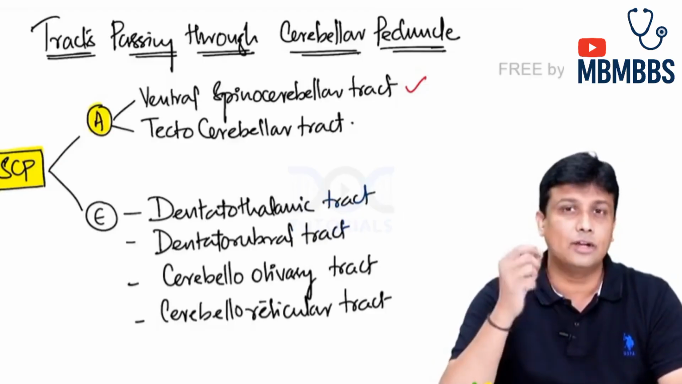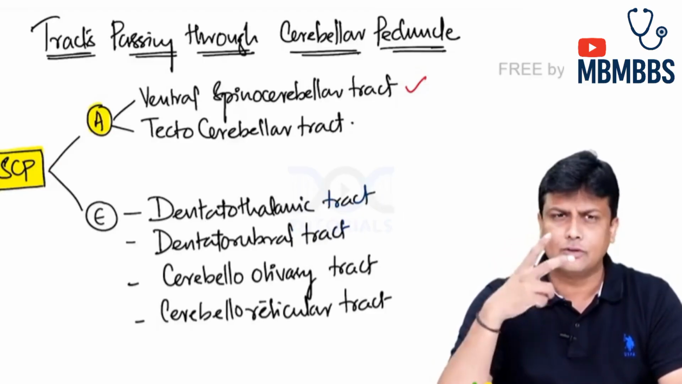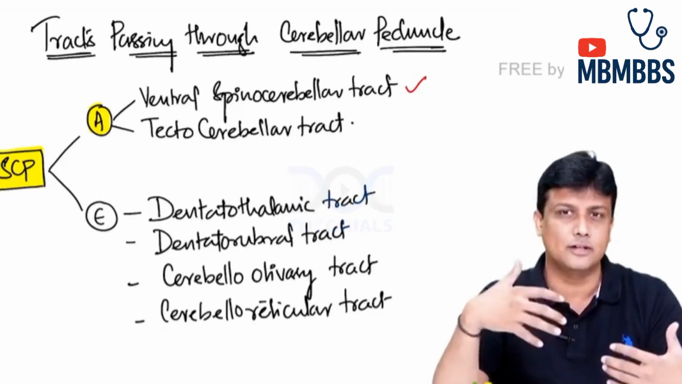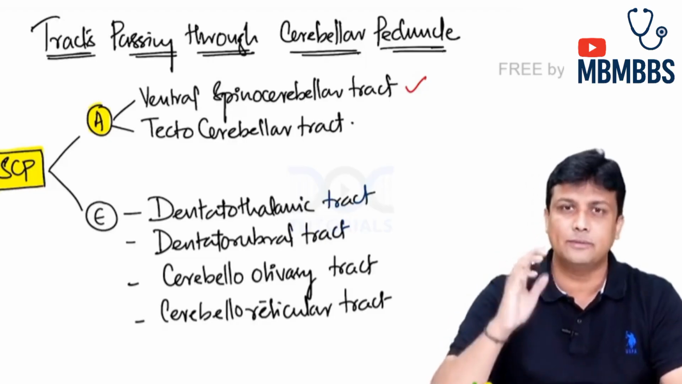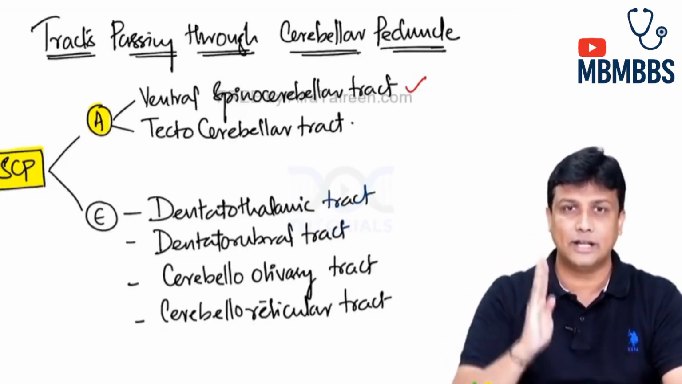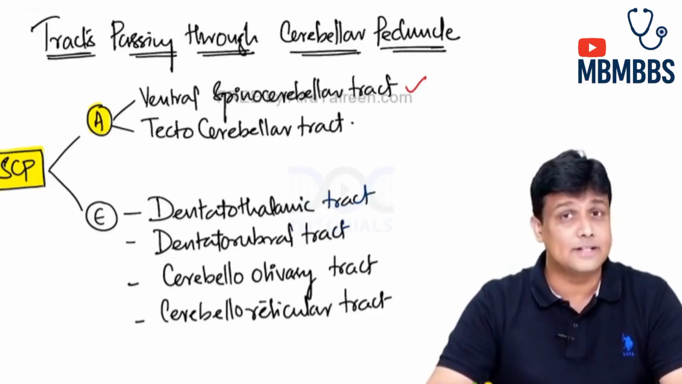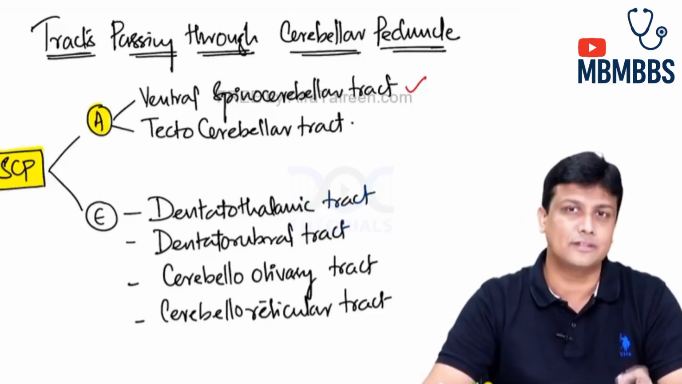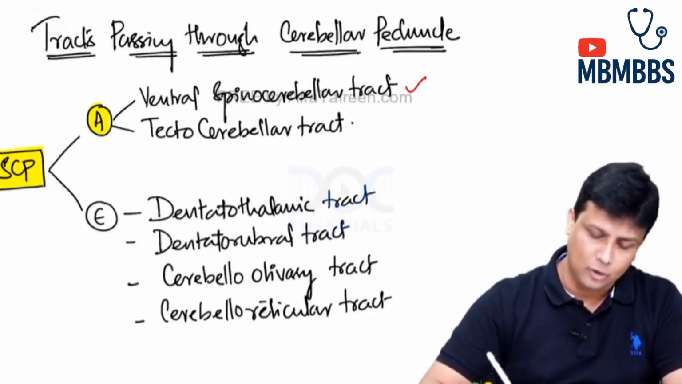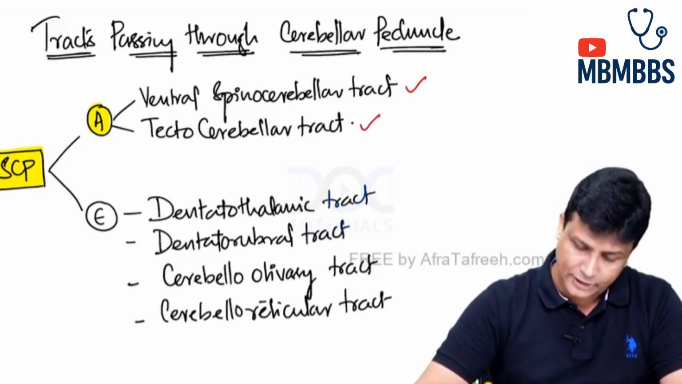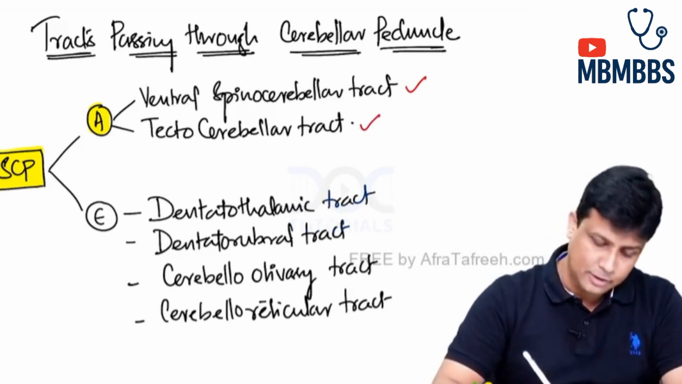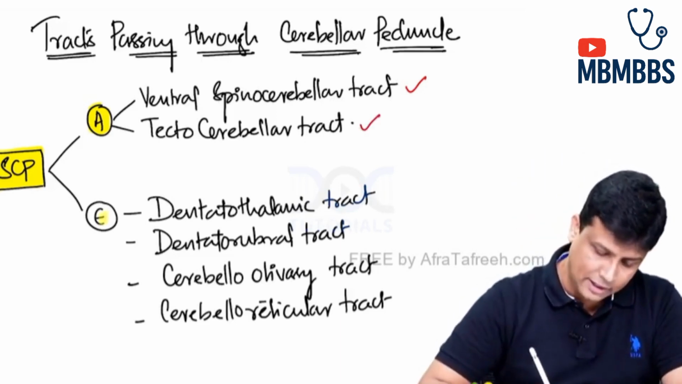In the ascending category we have the spinocerebellar tracts, and we have two of them, the ventral and dorsal. The ventral spinocerebellar tract is going to ascend up and enter via the superior cerebellar peduncle. And also remember the tectocerebellar tract. Now, what are the efferents which are going to come out of the superior cerebellar peduncle here?